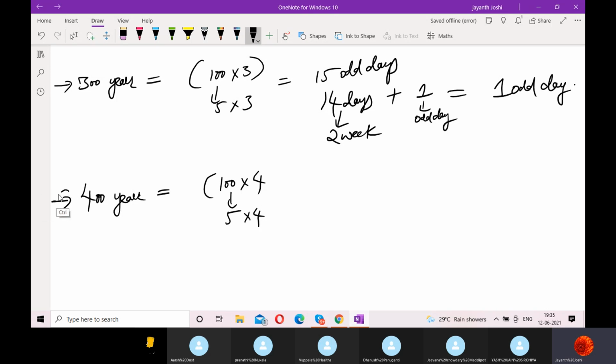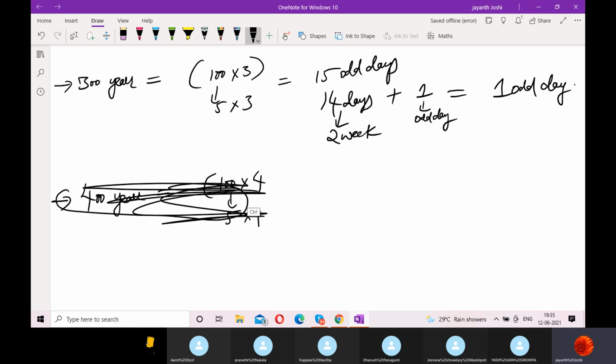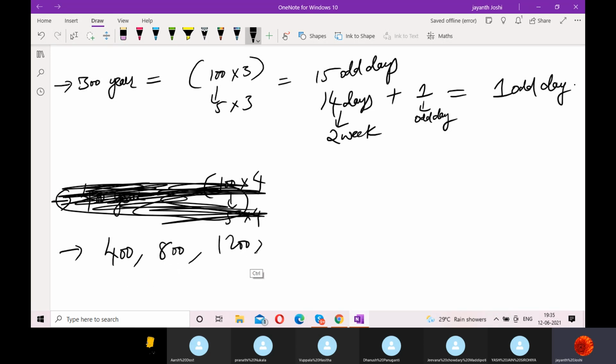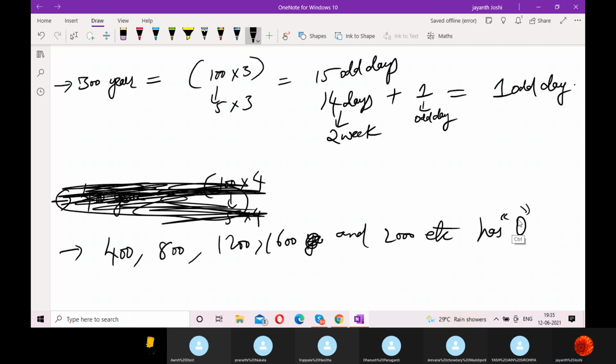Instead of all this, you just make a note of this. Don't go into mechanics unnecessarily, it's a wastage of time. I'm writing the final point here. 400, that means every 4th century: 800, 1200, directly you should remember, 1600 and 2000, etc. has 0 odd days. Okay, please write down.